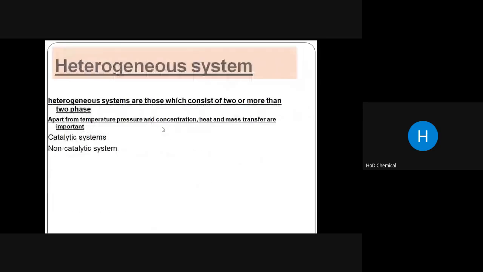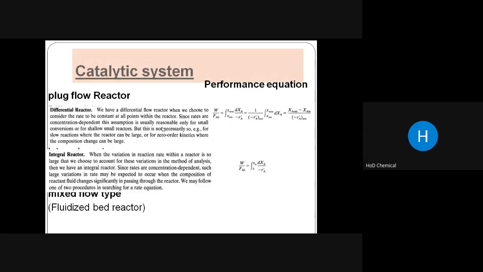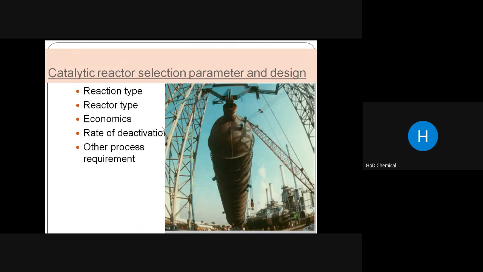Here we have the heterogeneous catalytic system and the non-catalytic system. The catalytic system has the usual classification: plug flow reactor and mixed flow reactor. In the plug flow reactor we have two types, the differential reactor and the integral reactor. The second type is the mixed flow type, in which we have the fluidized bed reactor.